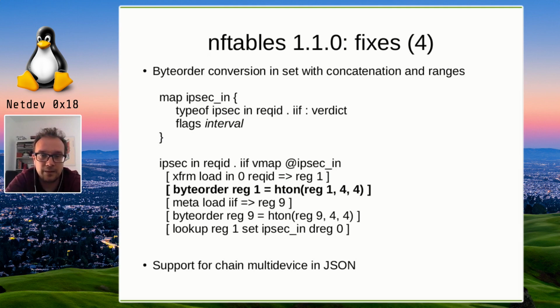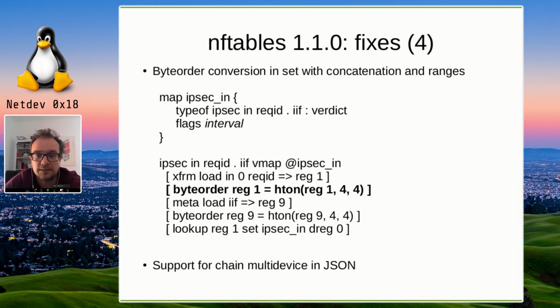So we get all these fields in the right byte order. It's actually pipapo that needs all the keys in network byte order in the concatenation. So we take the XFRM load, and then we swap the byte order, and then same thing with meta load, which is again in host byte order because it's metadata that specifies the interface index number, right? And then we take this byte order and we swap it, and then we perform the lookup.